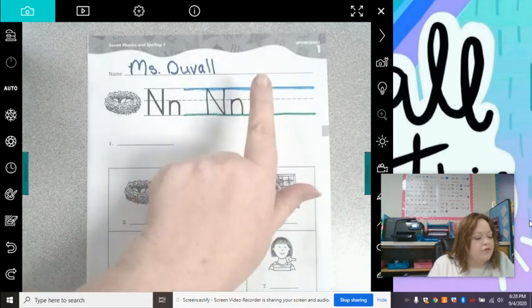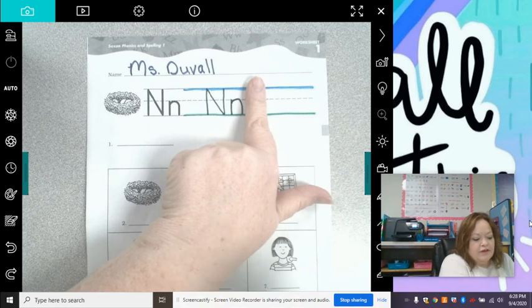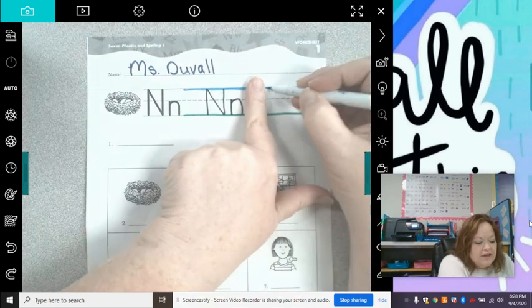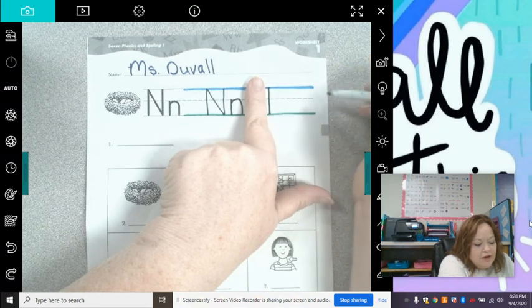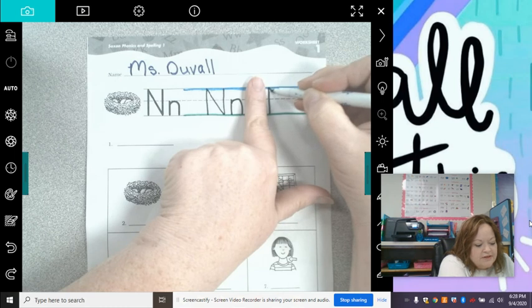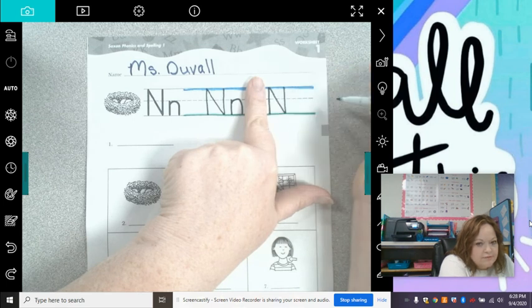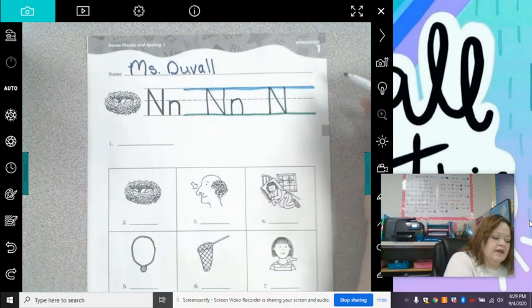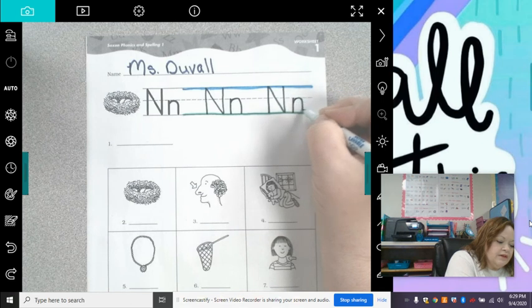Now, I'm going to go over here and do another finger space, and I'm going to do another capital N. I'm going to start at the sky and go down and touch the ground. I'm going to go back up to the sky, touch the ground again, but at an angle, and then I'm going to go up and touch the sky. And again, for the lowercase, I'm going to go to the fence, draw a line from the fence to the ground, go back up, curve around, and touch the ground.